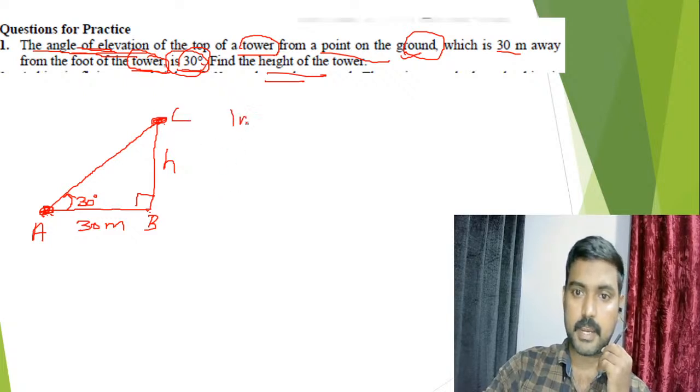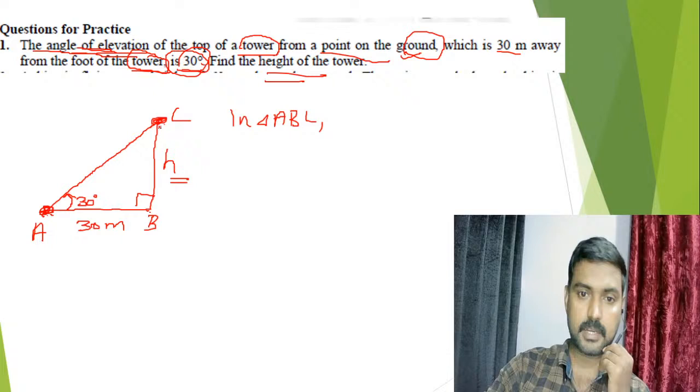So in triangle ABC, we want to find the value of h, the height of the tower. And what is given? AB is given, and this angle theta is given as 30. So according to this angle, this is the opposite side, and this is the adjacent side. Opposite by adjacent means, we studied, that is tan theta.